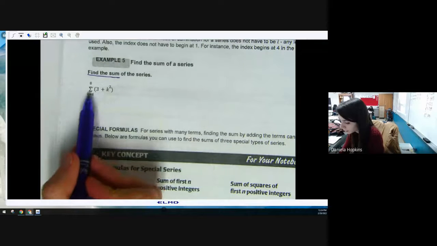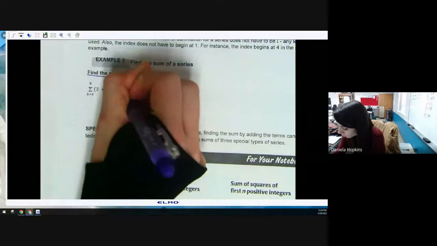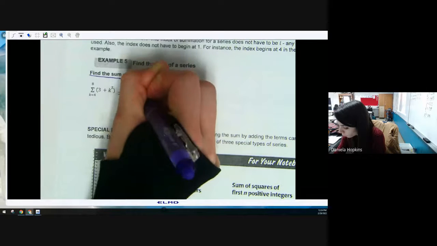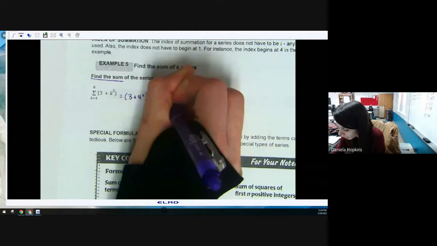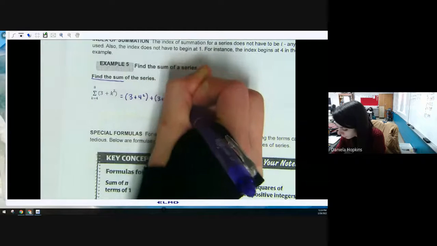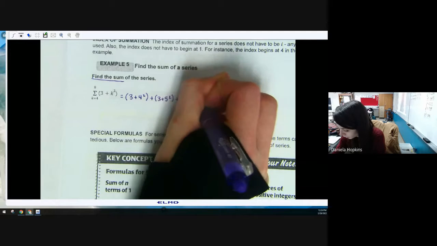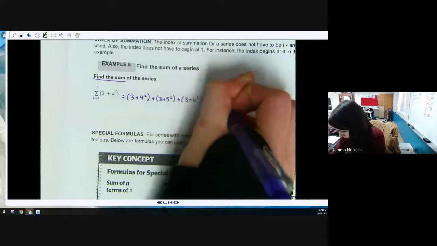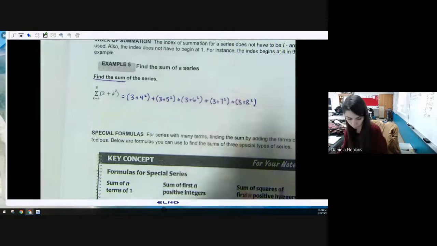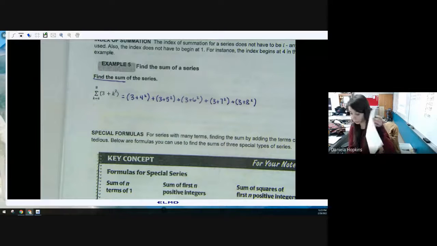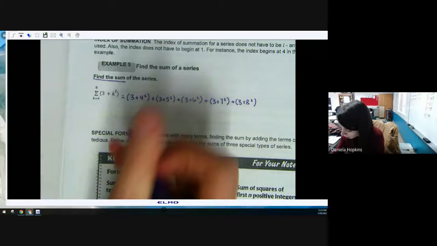This example is the sum of 3 plus k squared from 4 to 8. So that means that I'm going to have to write each of these terms out. So it'd be 3 plus 4 squared plus 3 plus 5 squared plus 3 plus 6 squared plus 3 plus 7 squared plus 3 plus 8 squared. So fortunately, it's only going from 4 to 8, because if this was going any higher, that'd be unpleasant.